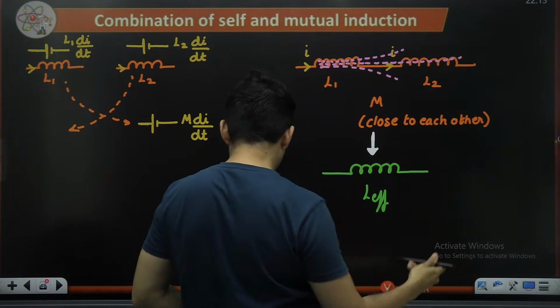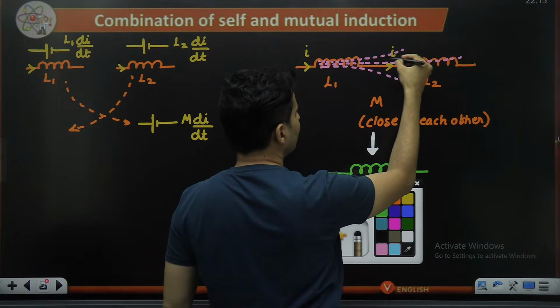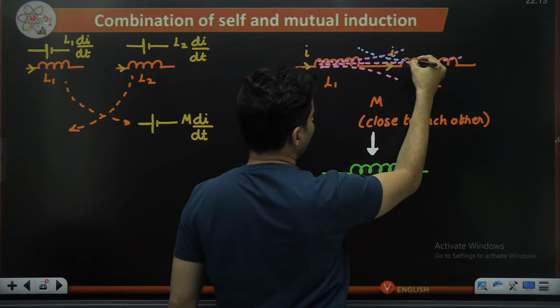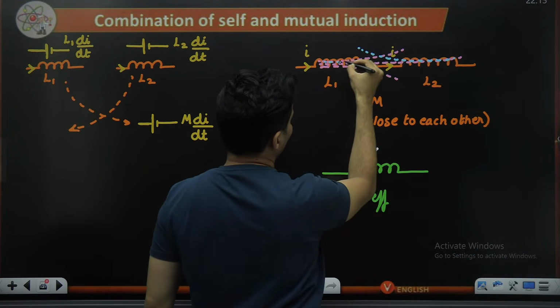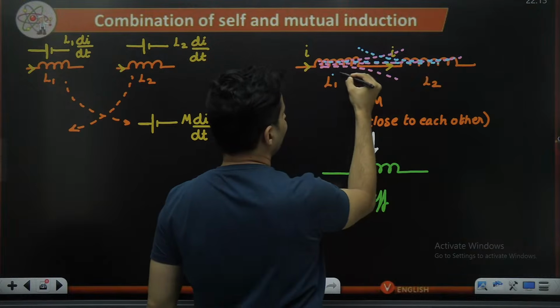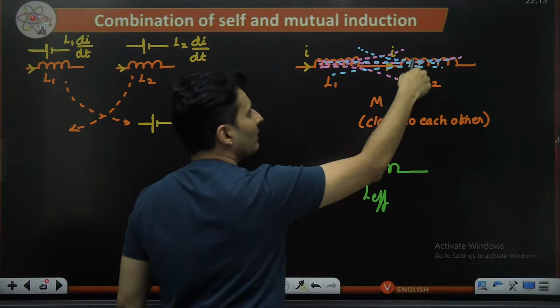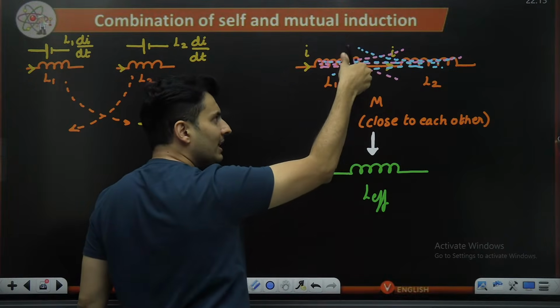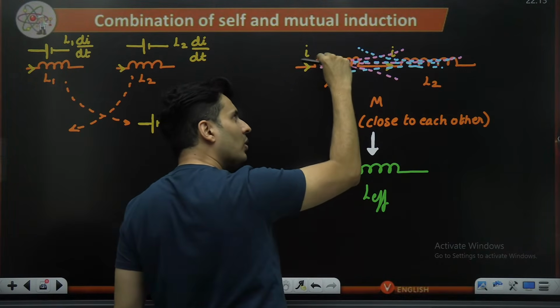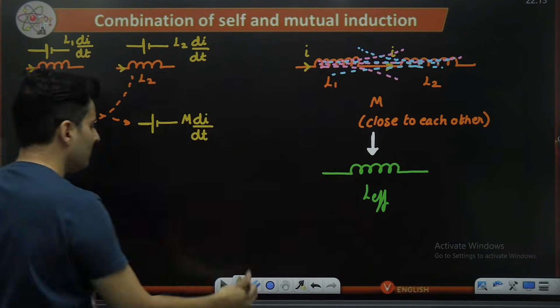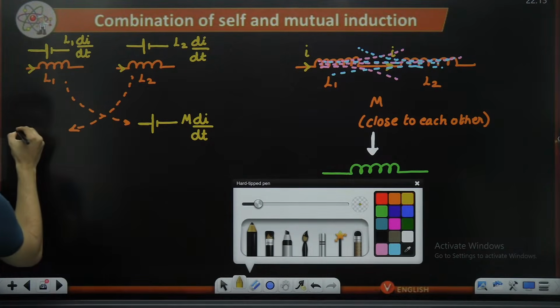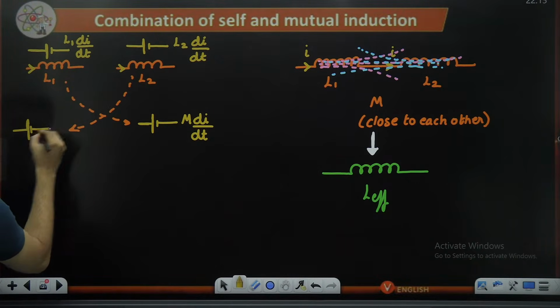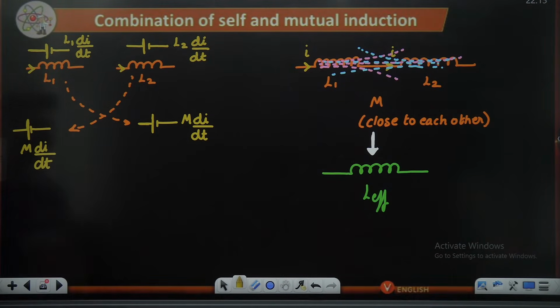Because there is some current over here, there is some magnetic field passing through this inductor. Some of the flux is passing through the first inductor. So if any increase of the current happens here, the flux here will increase. That will be again opposed by this. It will oppose it, meaning consider another battery opposing that change like this. So M times di by dt over here.